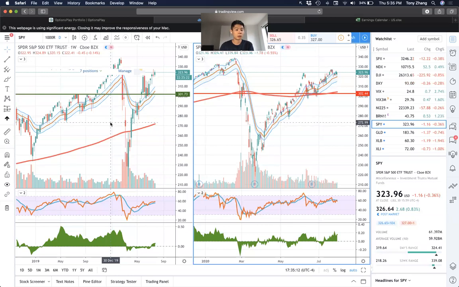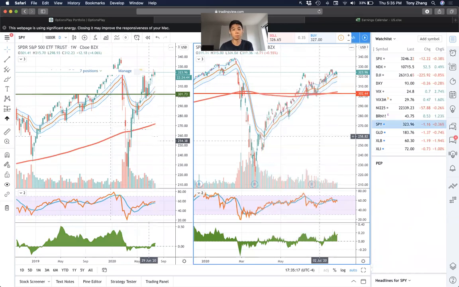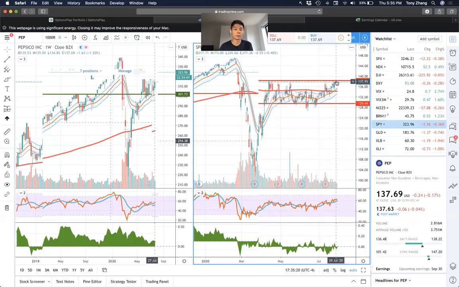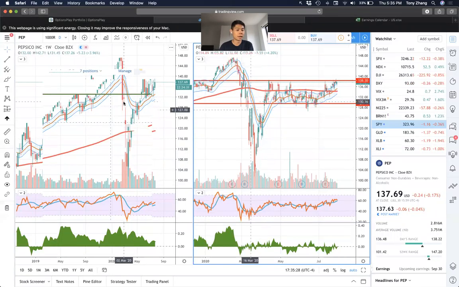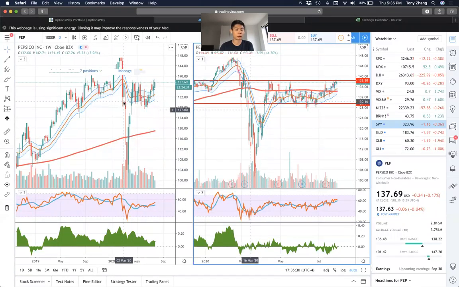PFE has been in a squeeze for a long time. Is it time for a breakout? I was looking at the same thing here. Pepsi hasn't broken out yet, but it looks like it's about to. But I mean, Pepsi's been in a squeeze for 2 months now, 3 months now. So I would wait for that actual breakout.